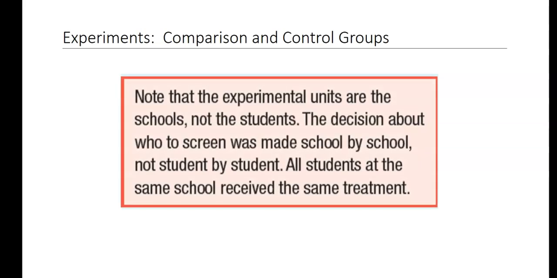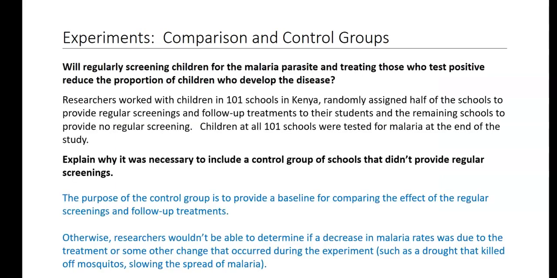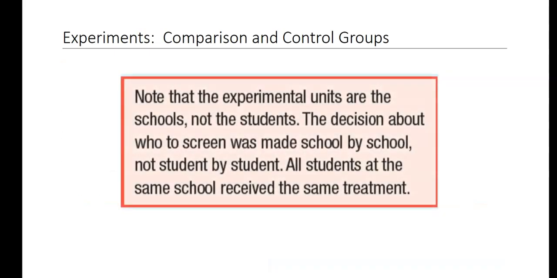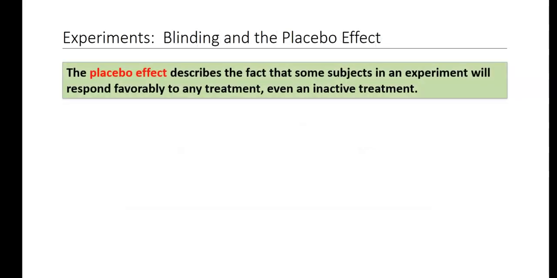In that one we just did, remember the units are actually the schools, not the students. We didn't treat each individual student. Half the schools were assigned regular screenings. So the decision about who to screen was made by the school, not the student. All students of the same school received the same treatment.